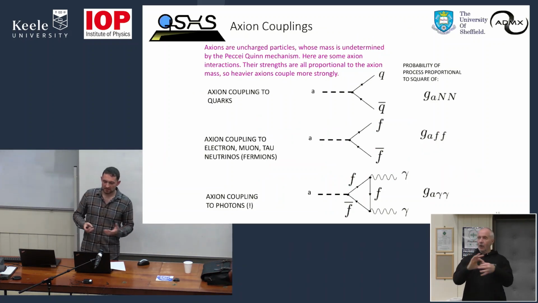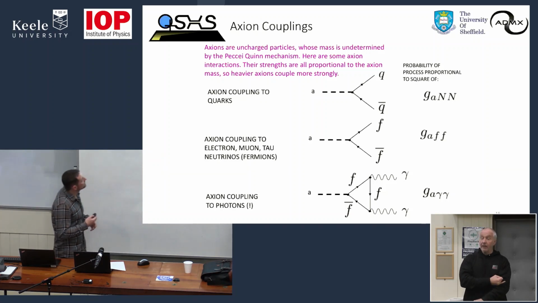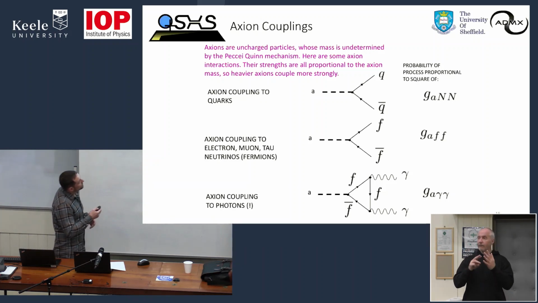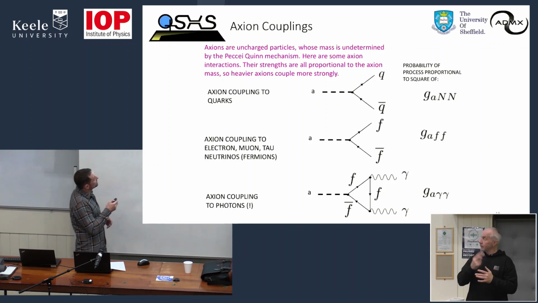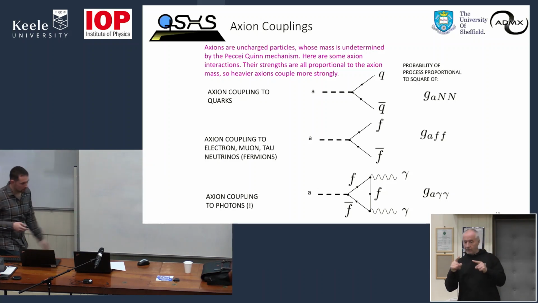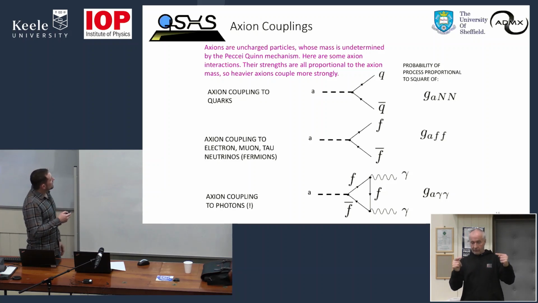Now, these are very weak, and what we have here, the axion over on this left-hand side, these are Feynman diagrams. And here we've got some quarks. This one, we've got the axion coming in, and to some fermions, so the electron, for example. And then we have the other one.